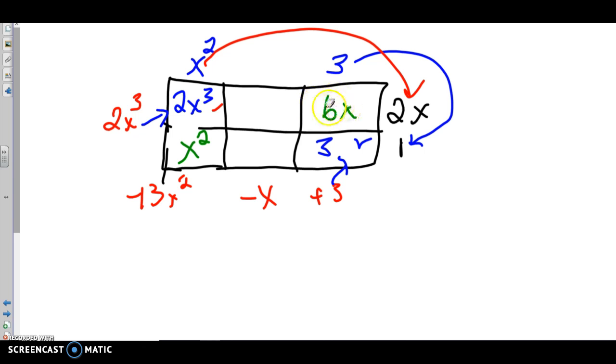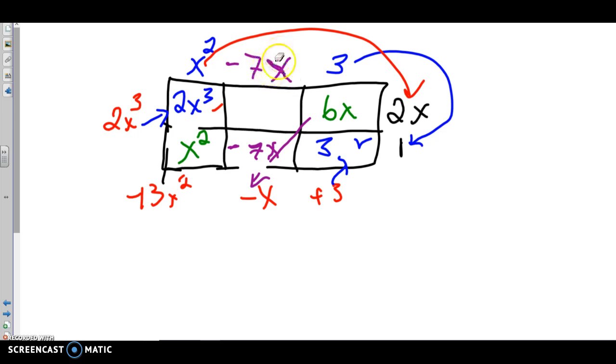So in order to add something to 6x to get negative x, I need this to be negative 7x in this box. And if I'm multiplying by 1, then this is negative 7x.